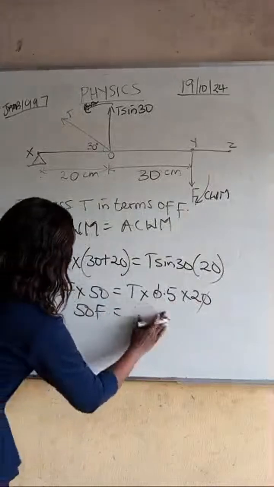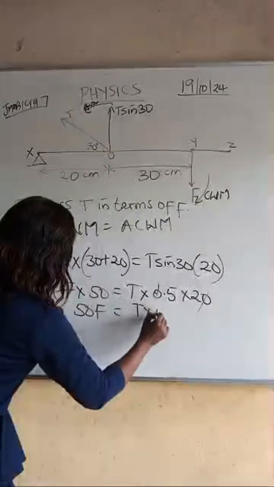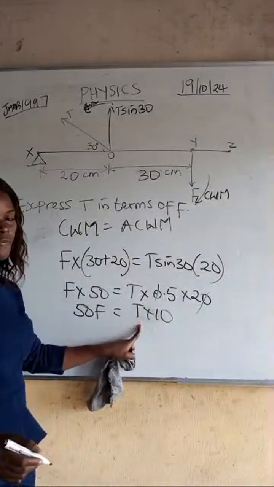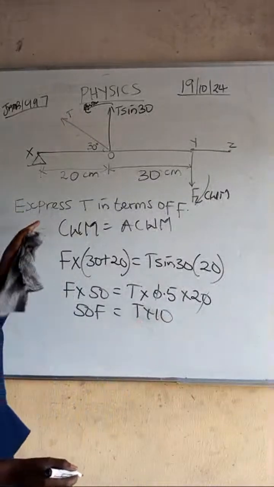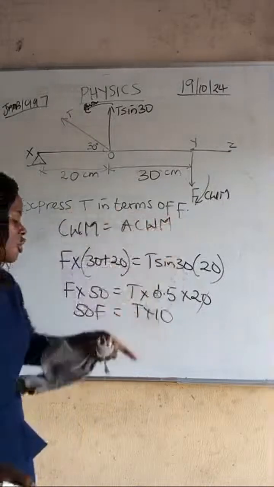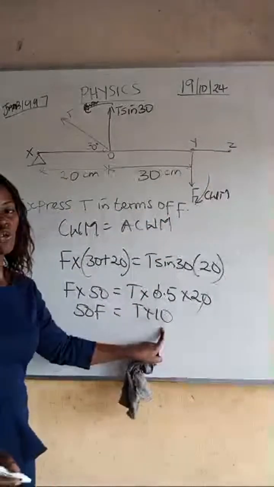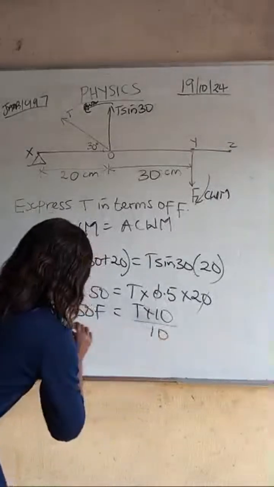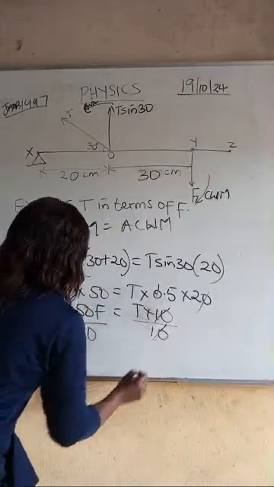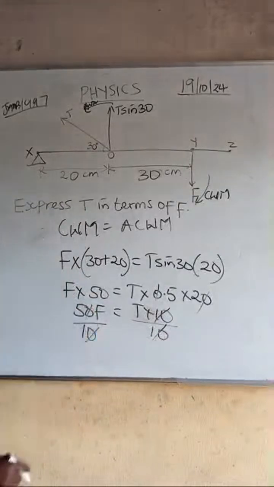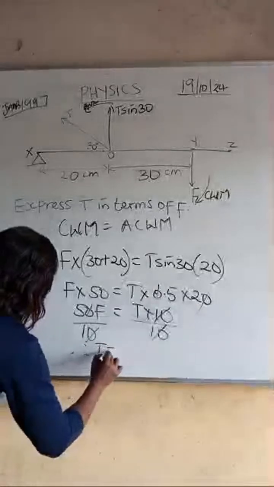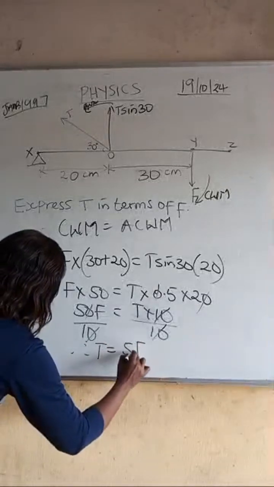Better still, I will say T times 10, because I am looking for T, and I'm expressing T in terms of F. So I'm going to divide both sides by the coefficient of T, which is 10. This will cancel this to give you 5. Therefore, my T is equal to 5F.